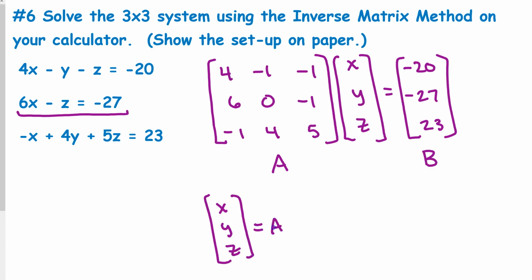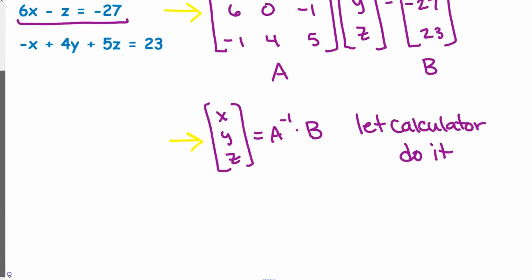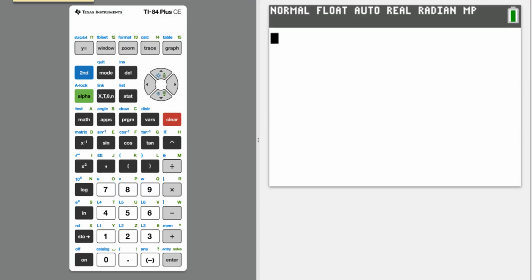So to find x, y, and z, we're going to multiply A inverse times B. So all you would do on your paper is you would write this out. You would write out the system in its matrix form. You would write out that what you're going to do is A inverse B, but then you're going to let your calculator do it, and you're going to write down what the answer is. So give it a try, put it in your calculator, see what you get, maybe pause here, and then I'll see what I get as well.